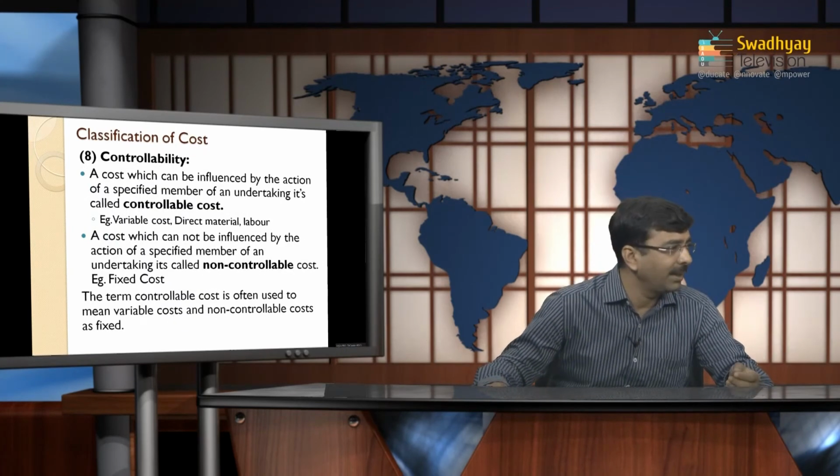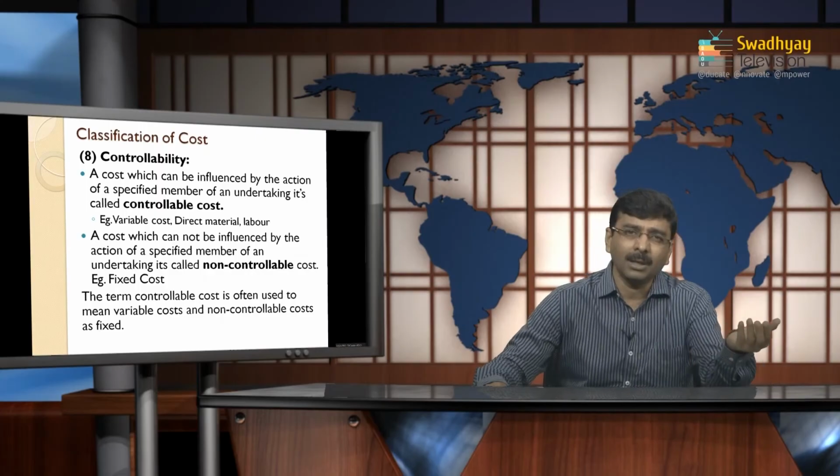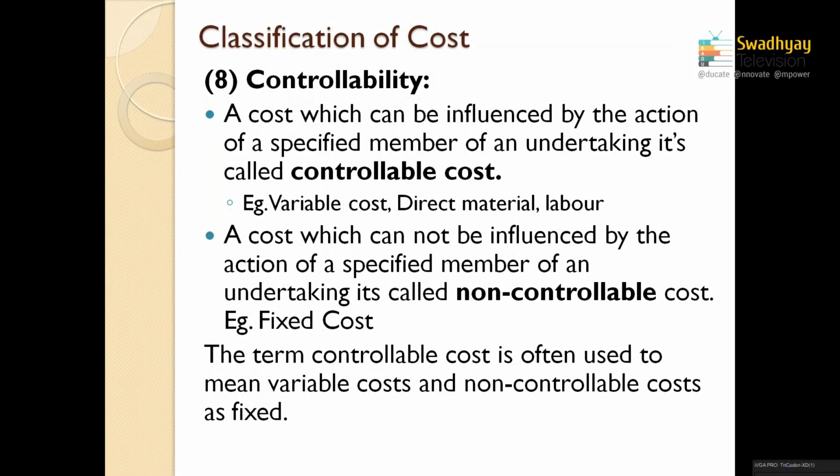Moving to the next point, that is controllability. Controllability has been divided into two parts, that is controllable cost and non-controllable cost. As I already discussed in the previous partitions, controllable cost means the cost can be influenced by any action or a specific unit or a specific concern. It means if the cost varies on the basis of output, it is actually a controllable cost. Here variable cost is a controllable cost, like direct material and labor. How is it a controllable cost?